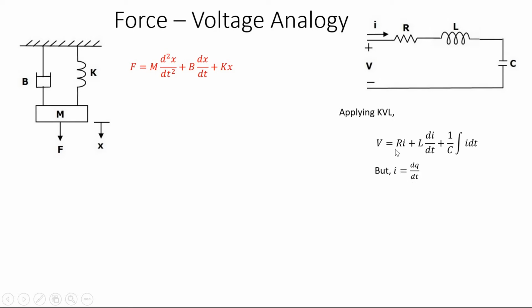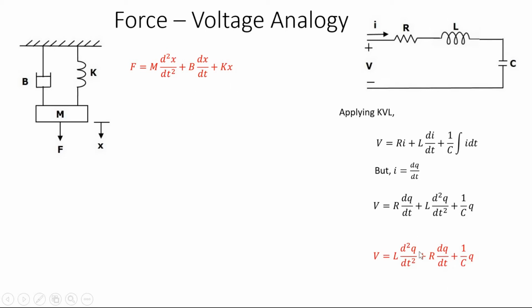Q is the charge. Substituting this, I becomes dq by dt, and di by dt becomes the differential of this, so d square q by dt square. Then integral I dt becomes q, since I into dt is dq. So rearranging, we can write L d square q by dt square plus R dq by dt plus 1 by C q.